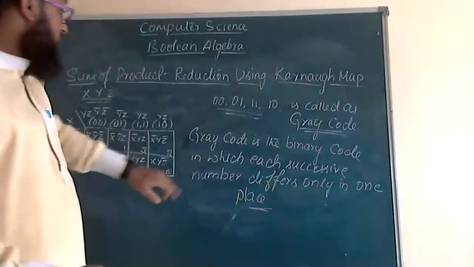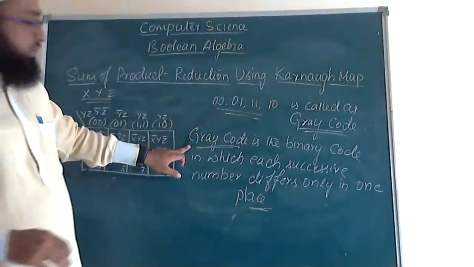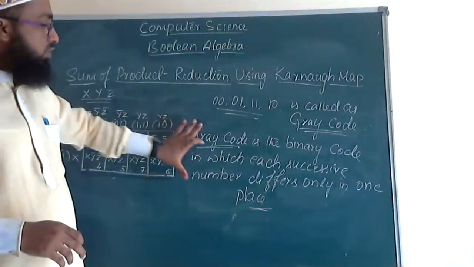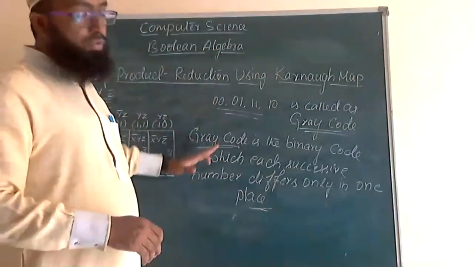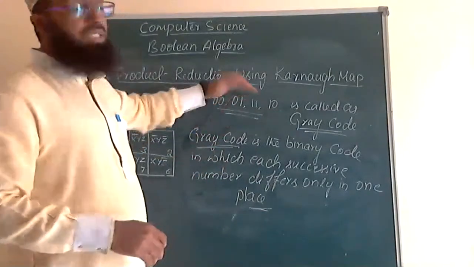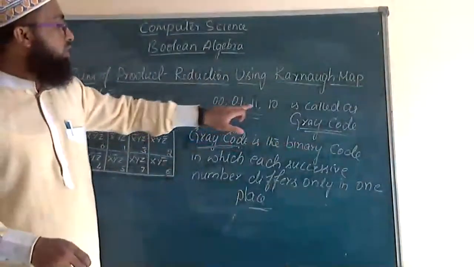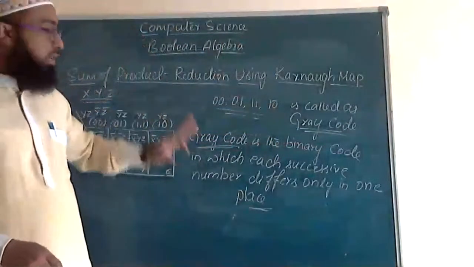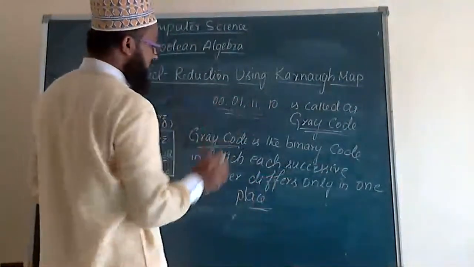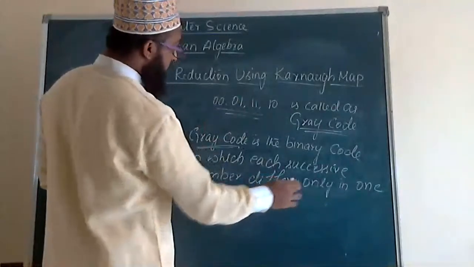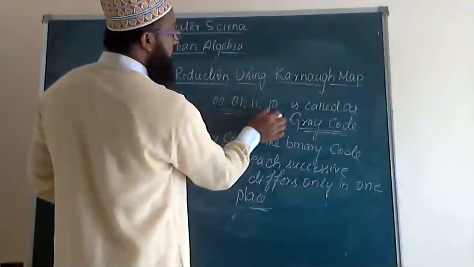If you get a question, what is gray code? You may get it, I'm sure. Maybe this year this question will be asked for 1 mark, or maybe for 2 marks: write gray code and give an example for gray code. So at that time, gray code is the binary code, binary code 00011110, in which each successive number differs only in one place. Just one place the number is going to be changed.